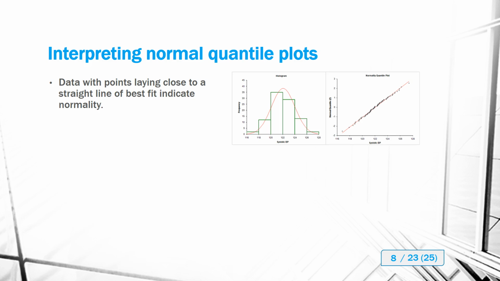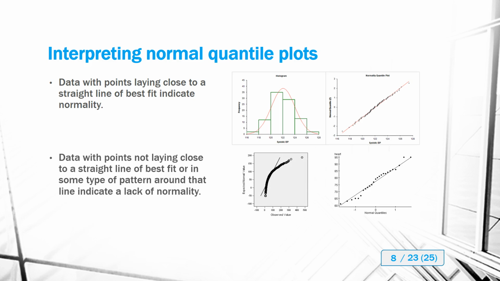So how do we interpret this? As I said, you want the data points to lie as close as possible to that line of best fit. That's what indicates normality. Okay? Sometimes you're going to see plots that don't indicate that. So for example, here you have lots of data points that are far removed from the line of best fit. So this is going to indicate there's some sort of skewness in the data. Not exactly normal distribution. Okay?